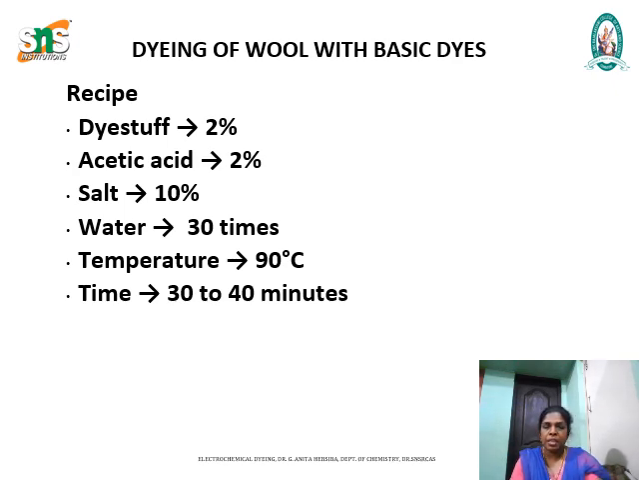1 gram of fabric means it requires 30 ml of water overall. Temperature 90 degrees Celsius, almost boiling, just below boil, and then time is 30 to 40 minutes. This is the recipe. How will you prepare 2% dye stuff? If you are taking 1 gram of fabric, you will use 2 gram of dye with 100 ml of water, and then from that you can use 30 ml of the dye solution for your dye bath.